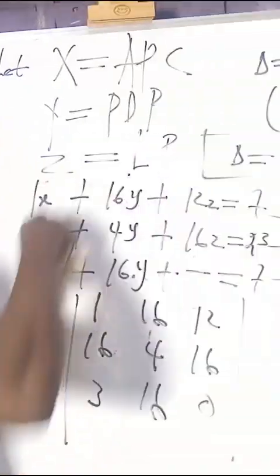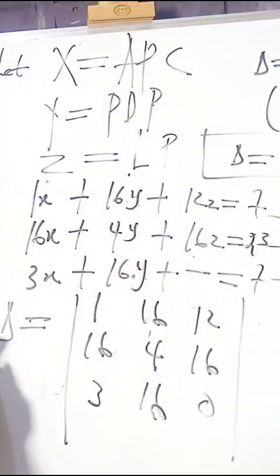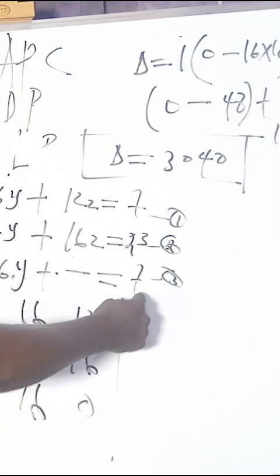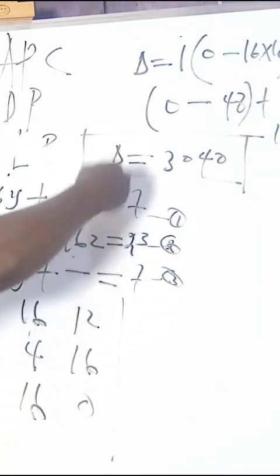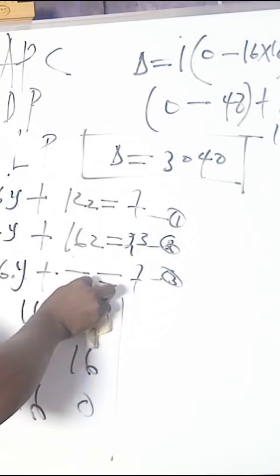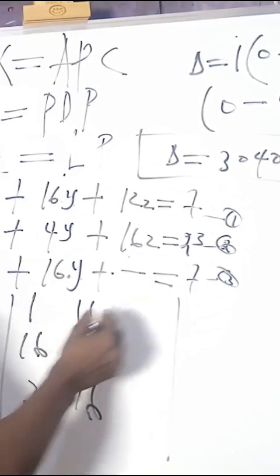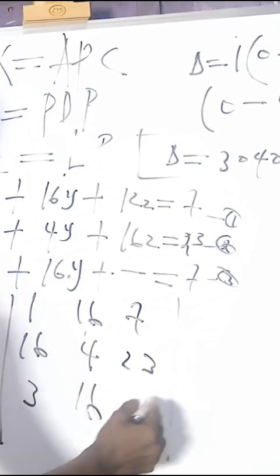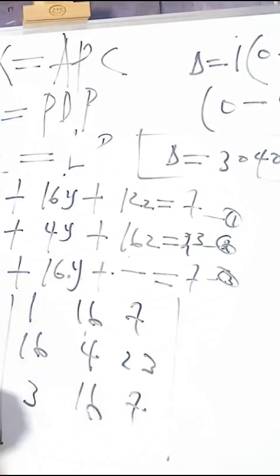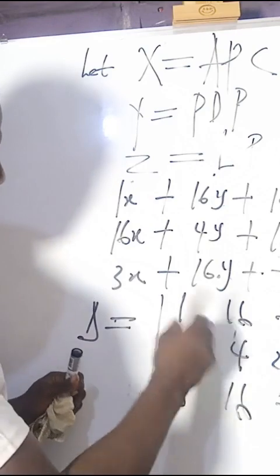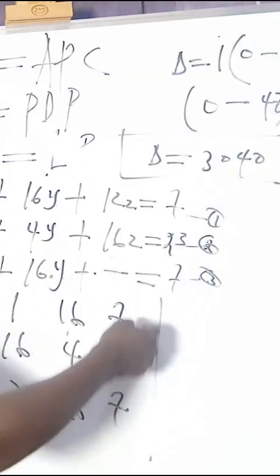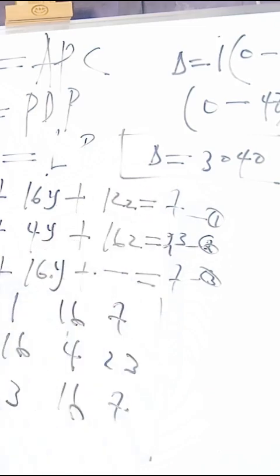Now, to obtain x, what do we do? We have to use this particular constant in this particular equation to represent what is called the third column. When we do that, we're going to have 7, 23, and 7. When you do that, you will obtain the value of x. 7, 23, 7 is used to represent x.